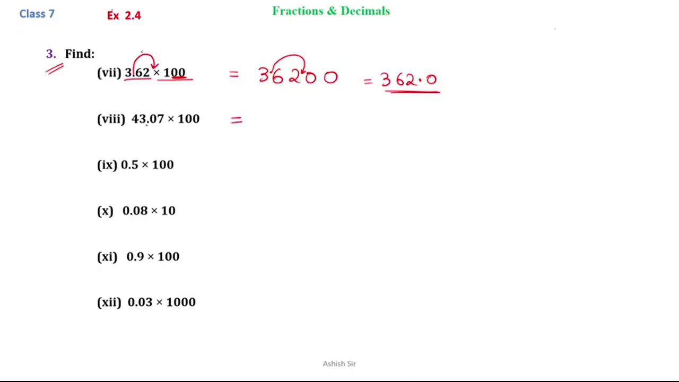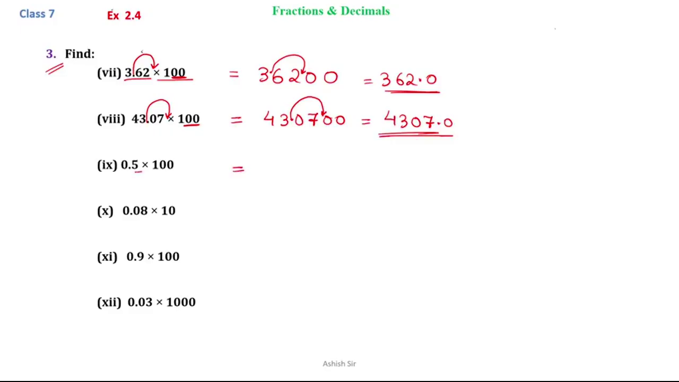Here 43.07 multiplied by 100. So firstly we will write 430700. Now we know that point is going to move two digits to the right because there is a 100. There are two zeros. So point will move from here to here. So the answer will be 4307.0.